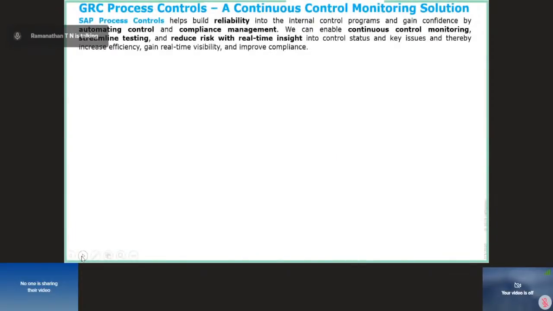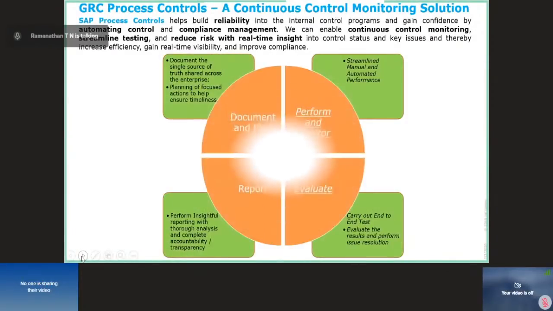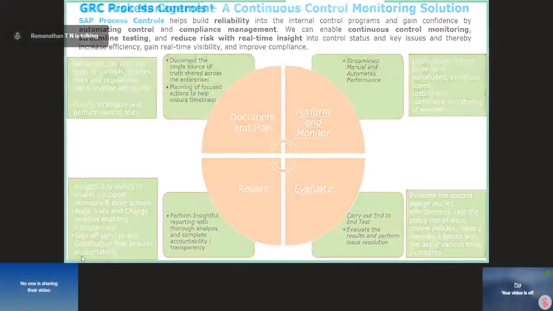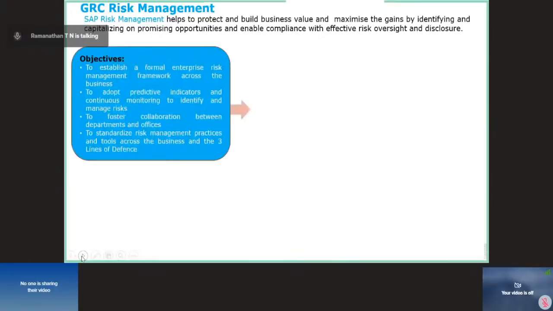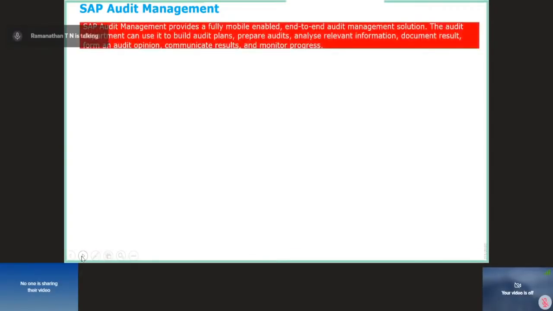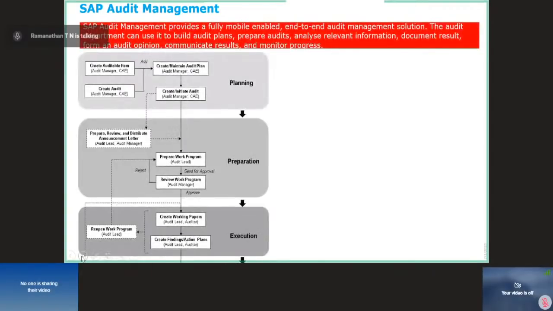The process controls we saw today, just about that. The risk management, which we looked at. What is important is identifying, planning the risks, analyzing, responding, and monitoring and reporting. Or the audit management, which is of most interest to us. Most of us are familiar with this.